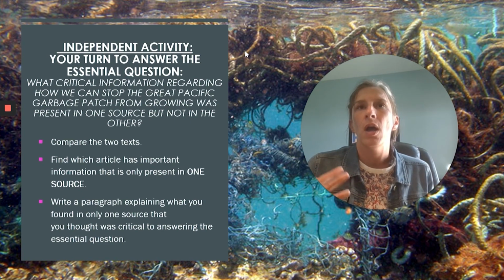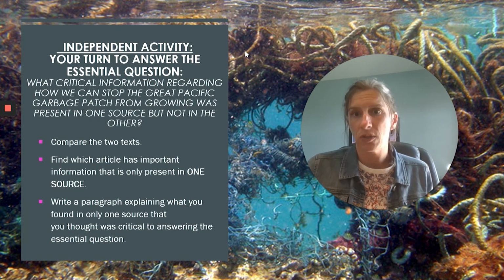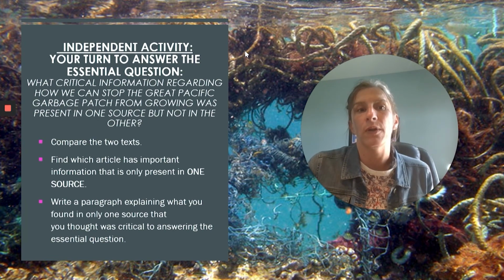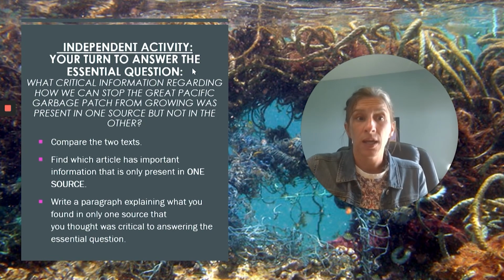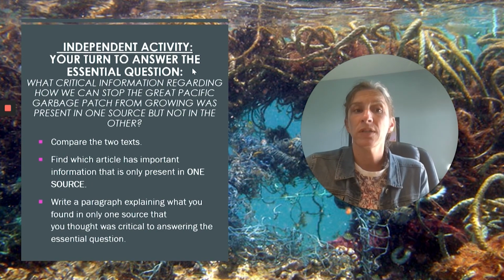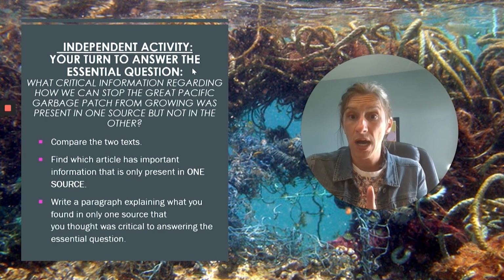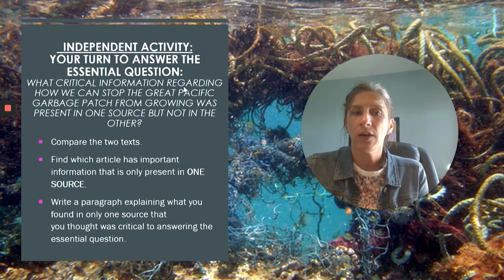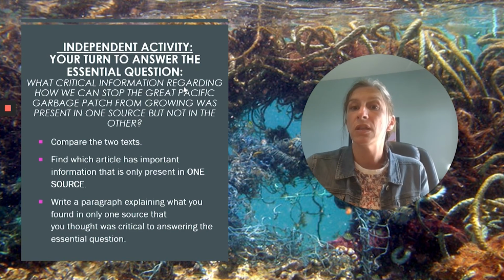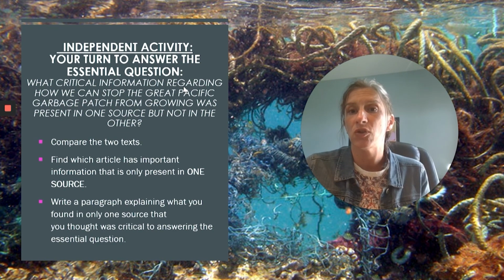We want to know what is the best way to make sure that future generations don't have this as a growing problem. You're going to compare the two texts, find which article has important information that is only present in one source. Write a paragraph explaining what you found in that one source that you thought was critical to answering the essential question. Remember, if it's in both sources, we leave that out because we knew that from both places. It's only the extra information that we needed that came from just one source.